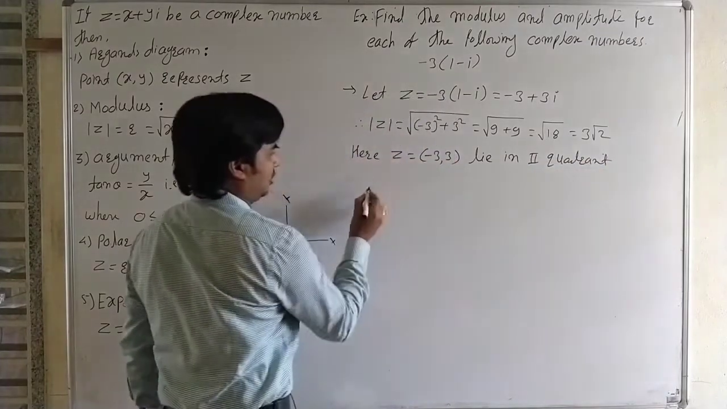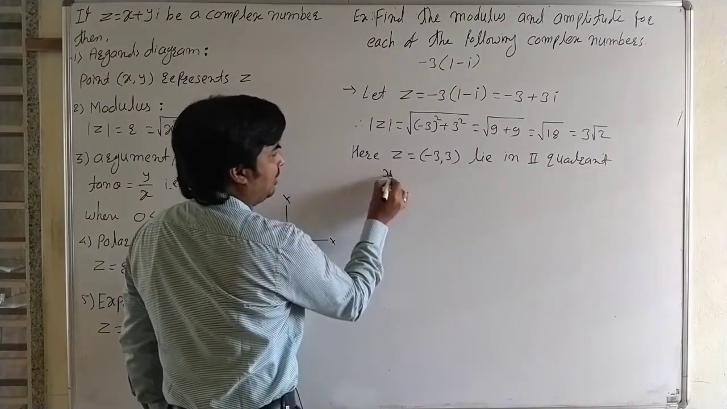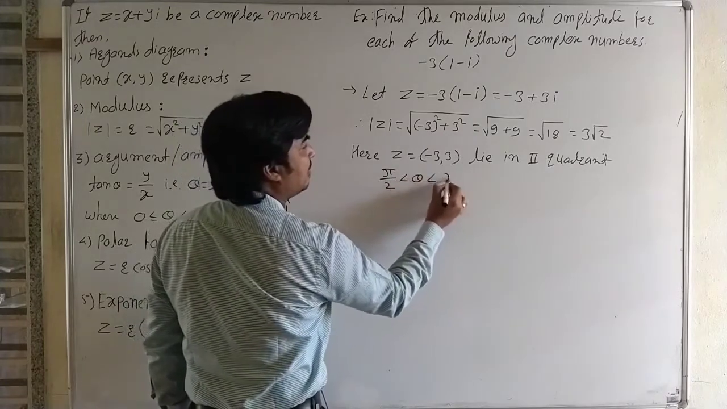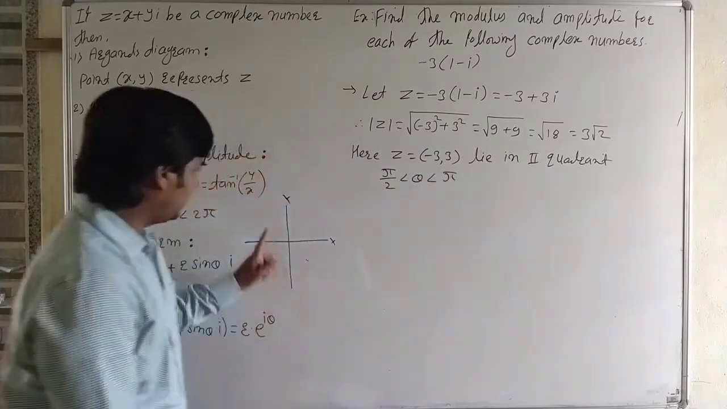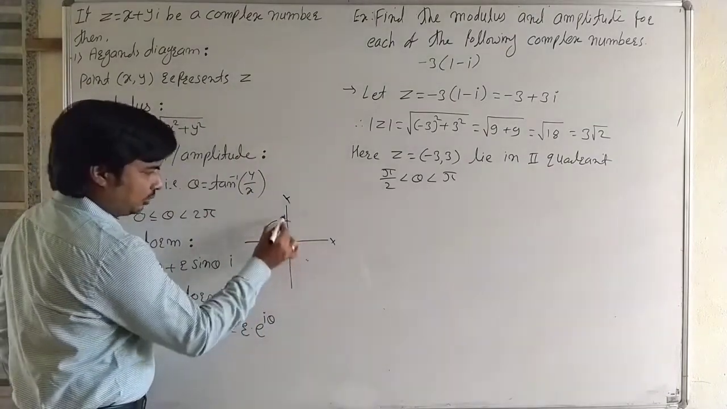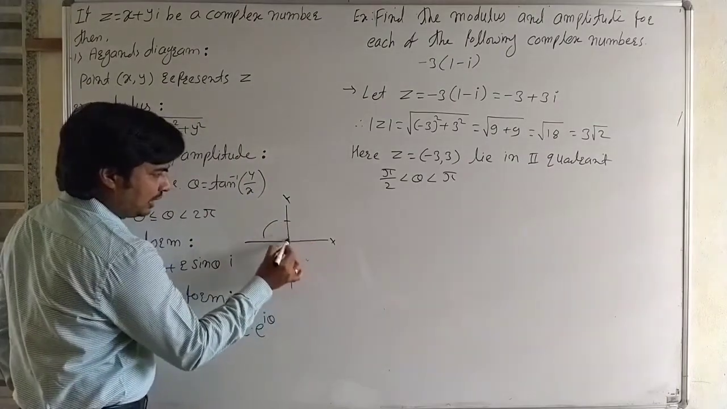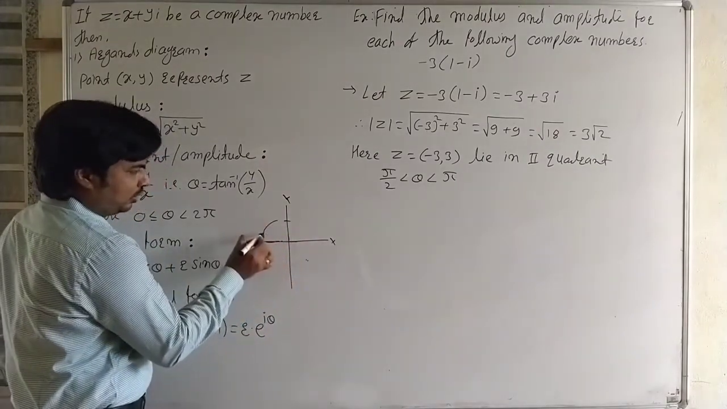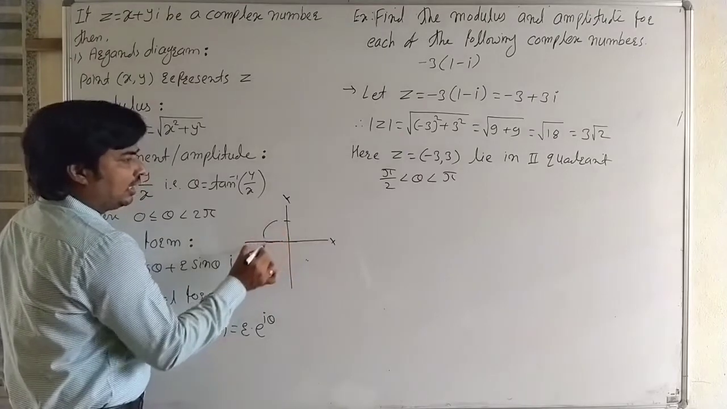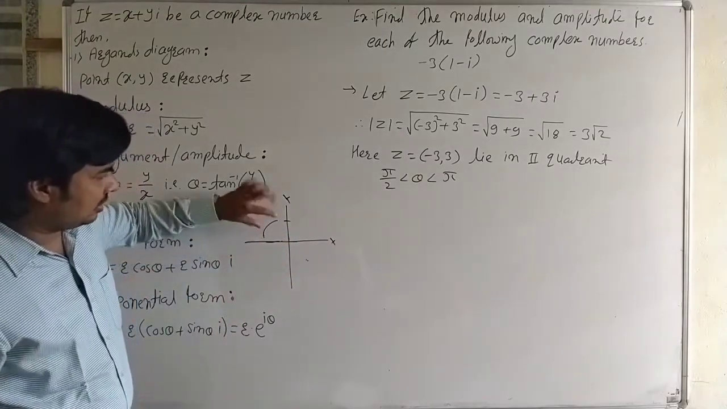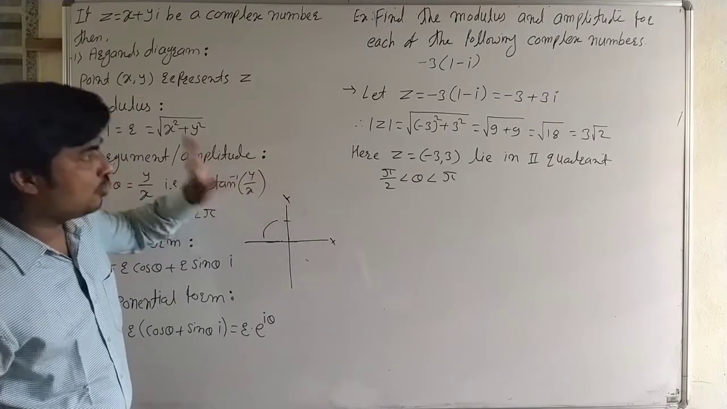It lies in the second quadrant. Therefore, here π/2 < θ < π. Here in the second quadrant, the angle made with the positive direction of the x-axis is between π/2 and π. Therefore, θ is anywhere between π/2 to π. In the second quadrant, the angle is between π/2 and π.